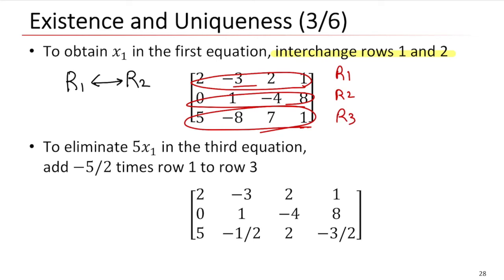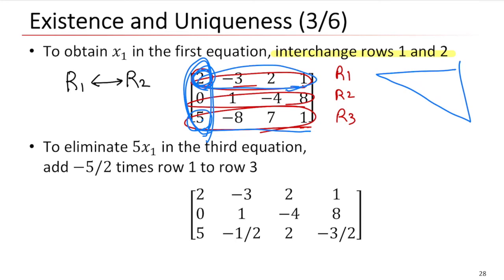Okay, so we have the values in the top left, and then we want to make it so that only a single variable exists in this column, right? Because if there is a single entry in the column, we can make the reduced form like the triangular form, something like this, right? So what can we do? To eliminate this term in R3, we can use this one. So how can we do that?